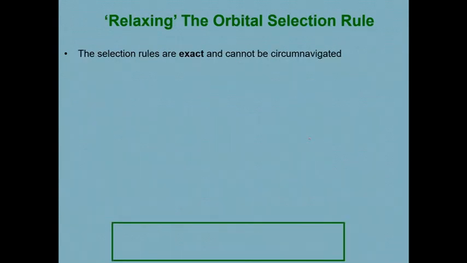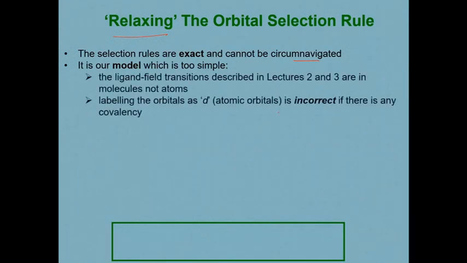Then why do we see d-d bands? That is due to some relaxation of the orbital selection rules. The selection rules are exact and cannot be circumvented. That means you cannot find any loopholes or additional rules, but you can account for some spectra which you observe. Here the ligand field transitions described in earlier slides are not in atoms.